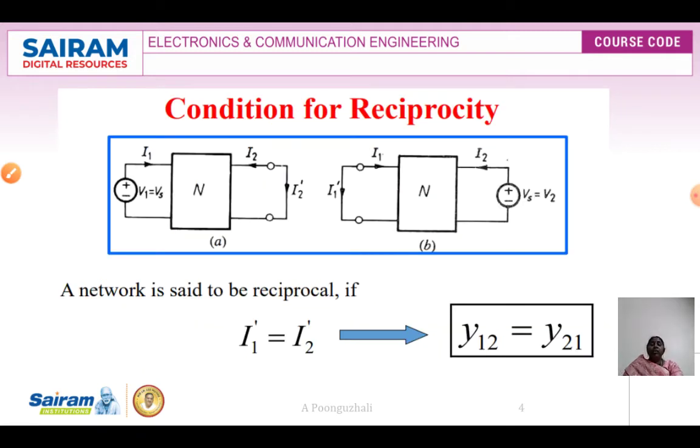Now the condition for reciprocity: a network is said to be reciprocal when I1 dash is equivalent to I2 dash. That means your input current should be equivalent to your output current. That means Y12 is equivalent to Y21.